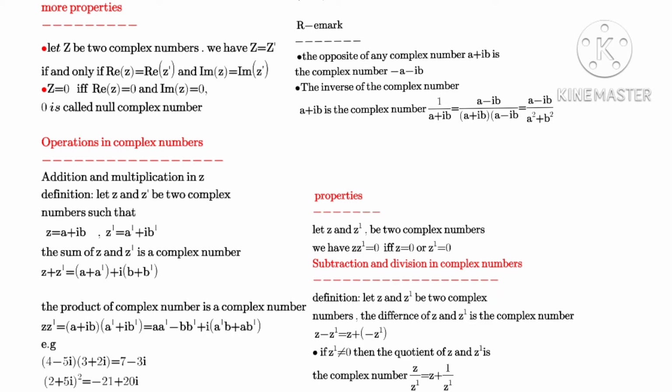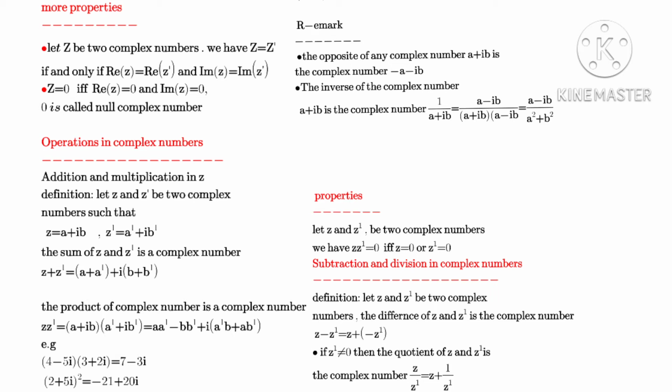Then we have a very important remark: the opposite of any complex number a plus ib is the complex number minus a minus ib. We have the opposite of a plus ib is minus a minus ib, but the inverse of the complex number, that is 1 over a plus ib, equals a minus ib over a squared plus b squared. That is, we take the conjugate.